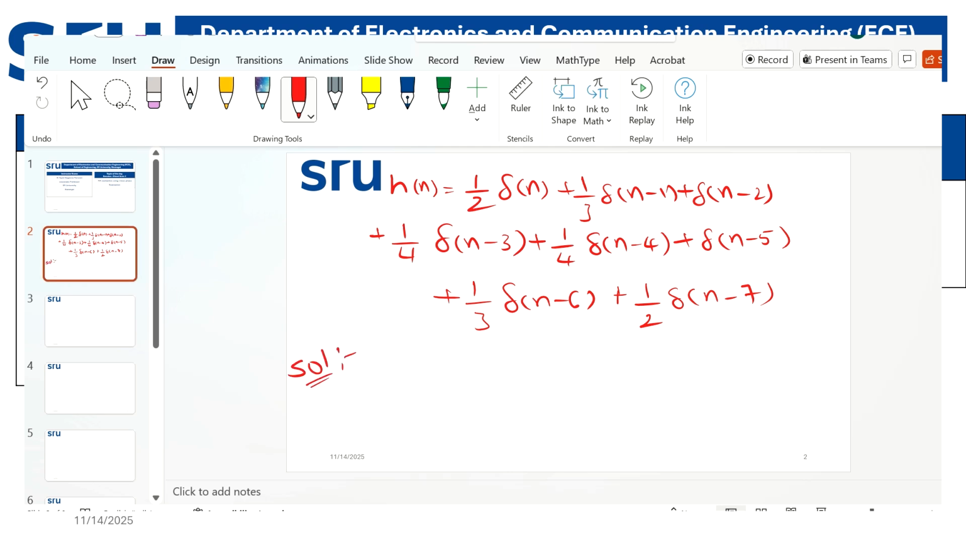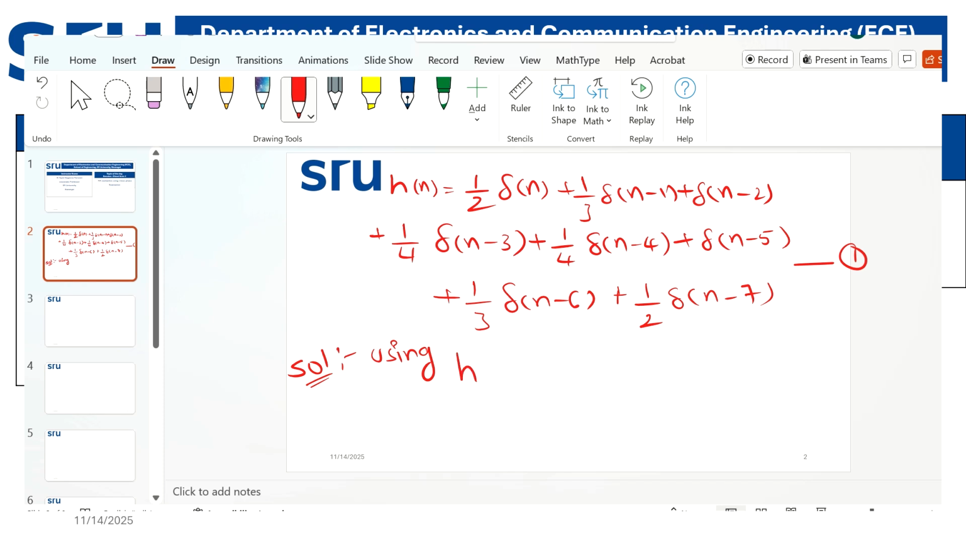Solution: first we have to check whether it is satisfying the linear phase relation or not. So this is the given impulse response, equation number 1. This is an impulse response with shifted impulses, right?